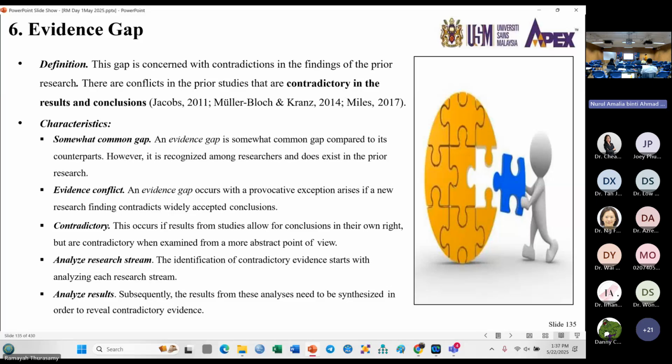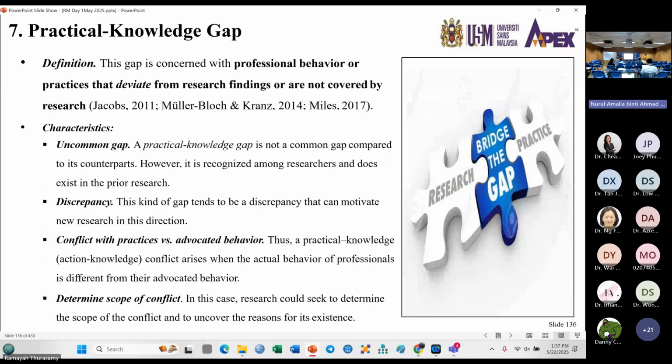And finally, we have the practical knowledge gap. This gap is related to professional codes of ethics. For example, auditors are supposed to be independent, right? But we see a lot of cases like Enron. They should have picked that up, but why is it not happening? We have a code of practice, but people don't follow. So we want to understand that. That is the practical knowledge gap. You can pick any of these gaps. You don't have to have all 7.